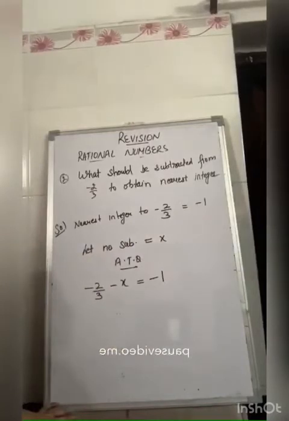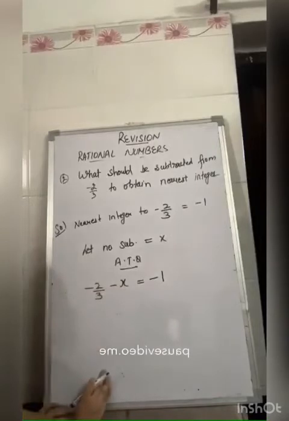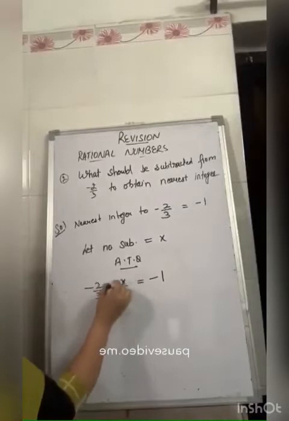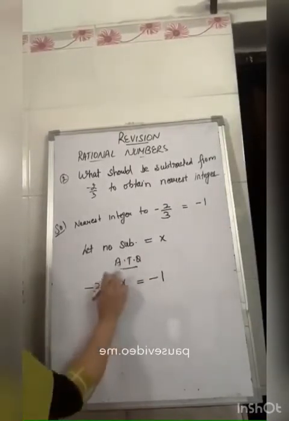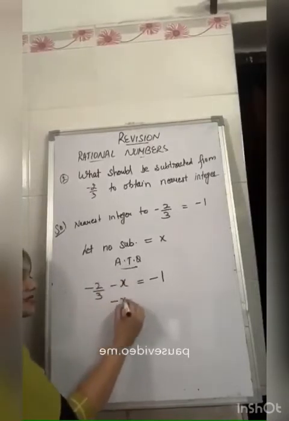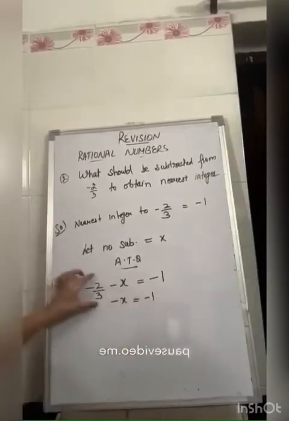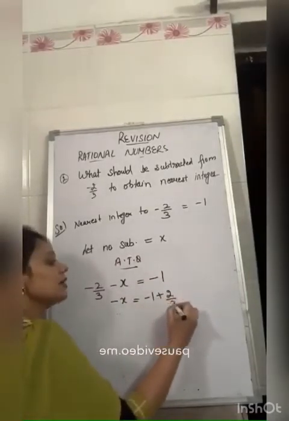Now see how to find the value of x. You can see that we are having x with a minus sign on the left hand side. If I shift this minus x to the right hand side, it will become plus. Or if you don't want to shift this minus x, keep it as it is. Let us shift this minus 2 by 3 to the right hand side; it will become plus 2 by 3.